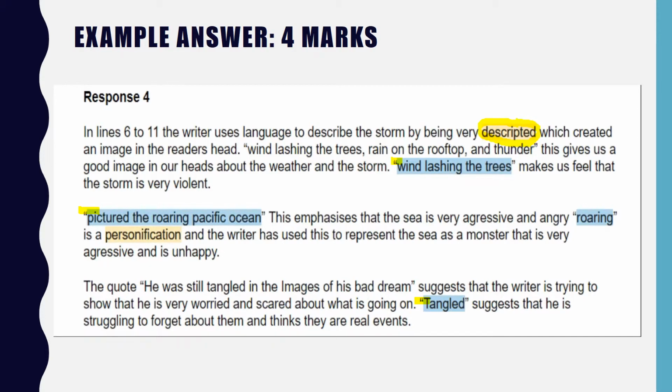Looking at the purple highlights now, we can look at the student's attempts at explaining the effects of the language. The student isn't wrong here, but these are very brief comments rather than detailed explanations that show a clear understanding of the effects the writer has created. And here, in the last paragraph, the student's attempted explanation isn't clearly related to the language feature they've quoted. Tangled is a verb that means caught up or trapped in something. It's not related to forgetting, so no marks have been awarded here.